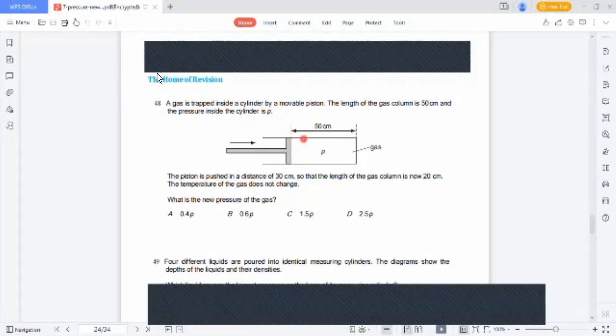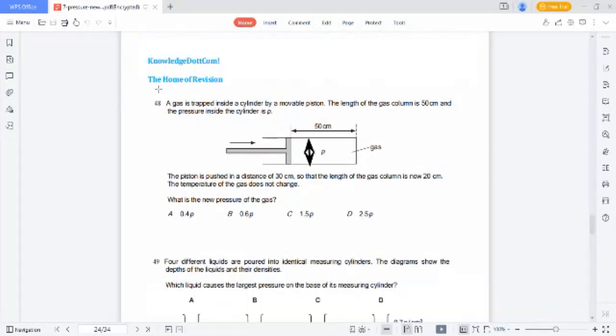Okay, it's pushed, so distance is, suppose now the piston is somewhere here, and now suppose it is 30 centimeter. Now you have decreased the volume and temperature is unchanged. What is the new pressure?